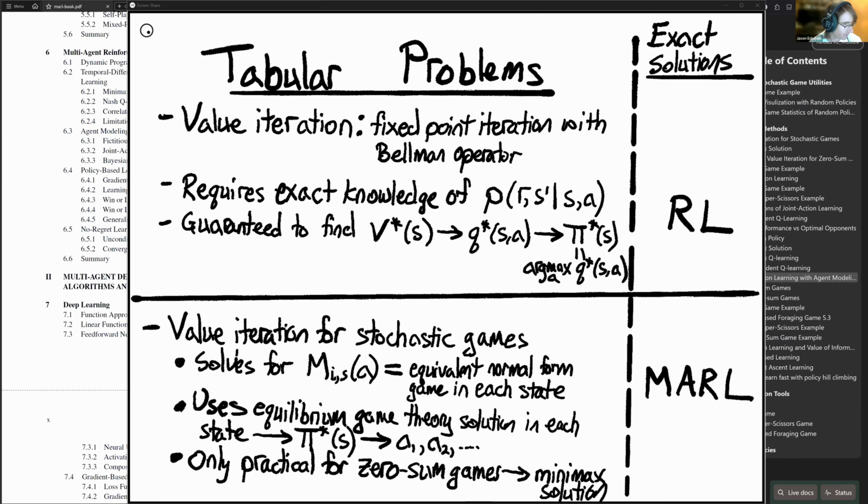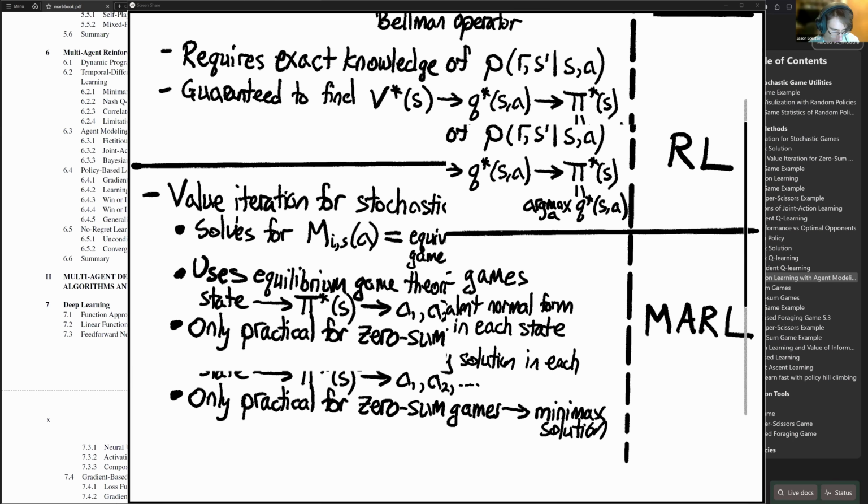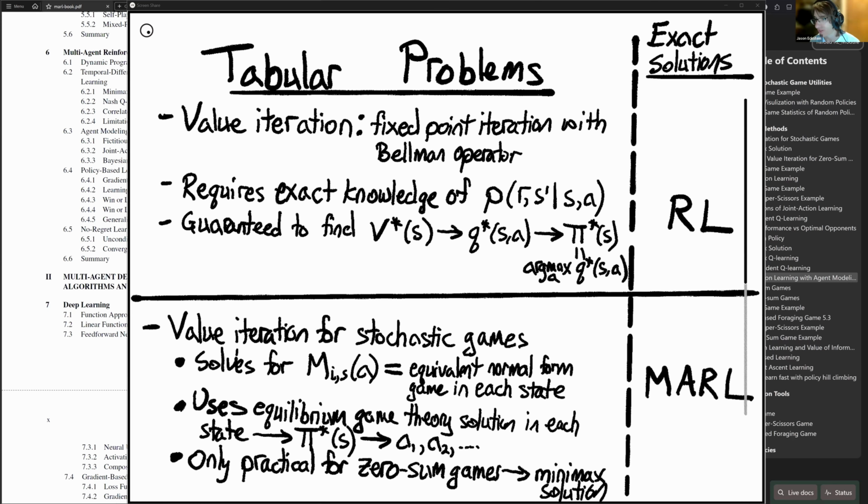So this method and what I implemented in the notes is really only practical for zero-sum games, where the equilibrium concept we're using is the minimax solution, which is a Nash equilibrium, but it's sort of the simplest possible Nash equilibrium that you could have. And this was the technique that we looked at in the first meeting where we were covering chapter 6, this value iteration method for games.